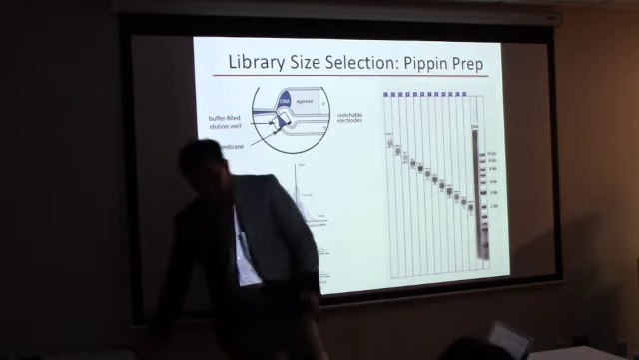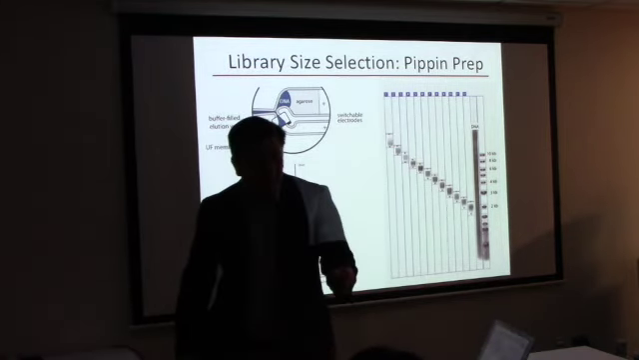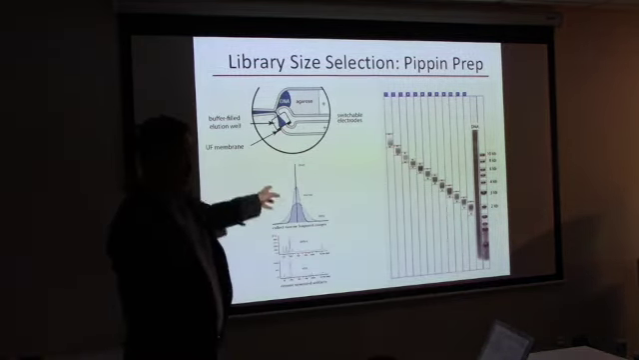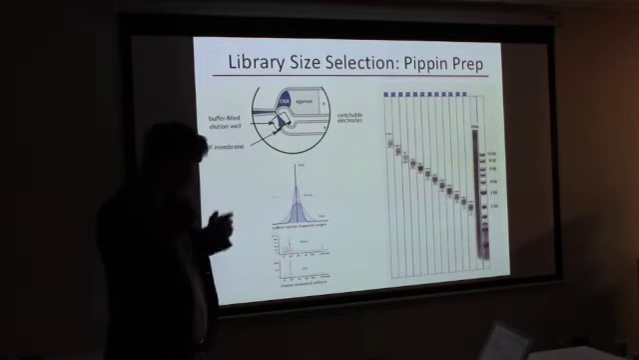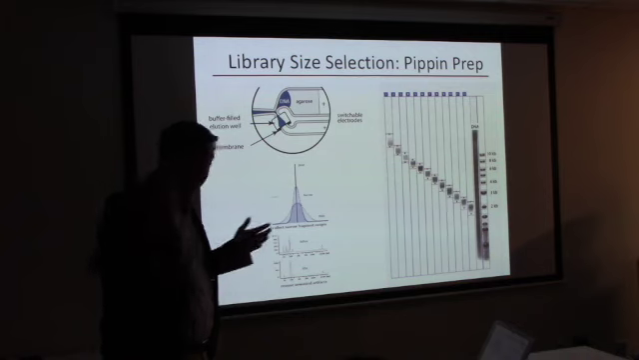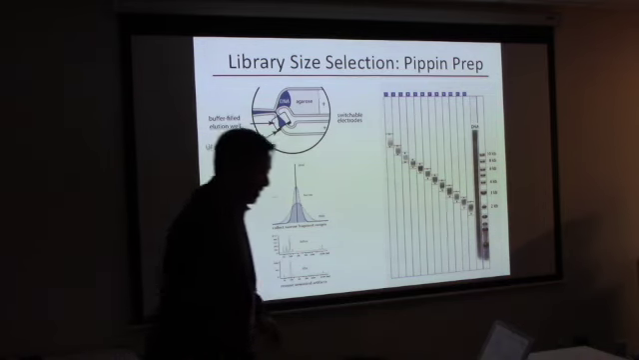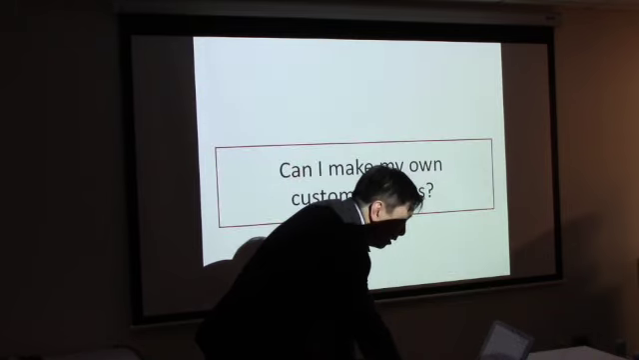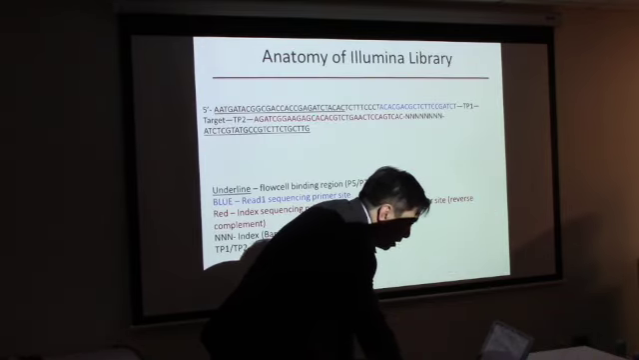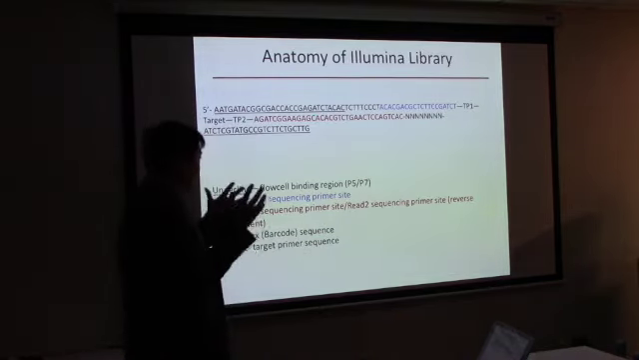So this is like the fancier way of cutting out the gel, except you don't need ethidium bromide, which is an intercalator and affects your sequencing. And the second thing is that you don't have to cut the gel. So it's pretty cool, and I think the ChIP-seq people like this a lot. Okay. Can you make your own custom library? The short answer is yes.